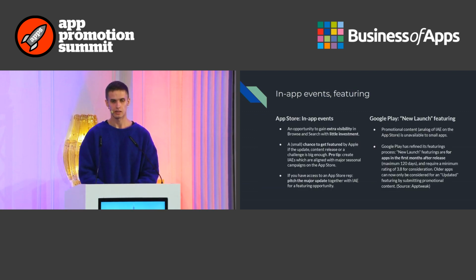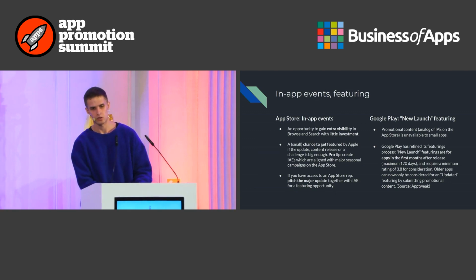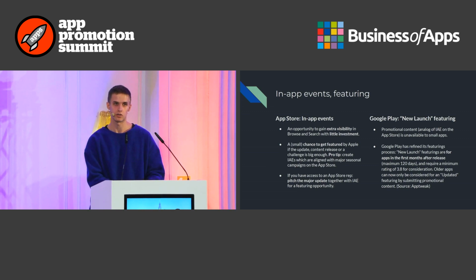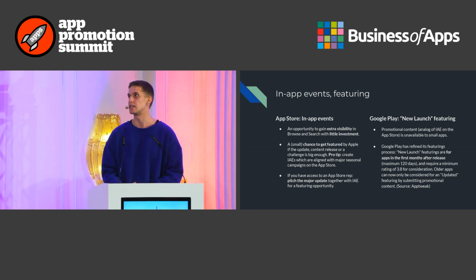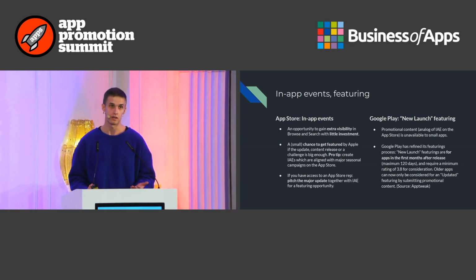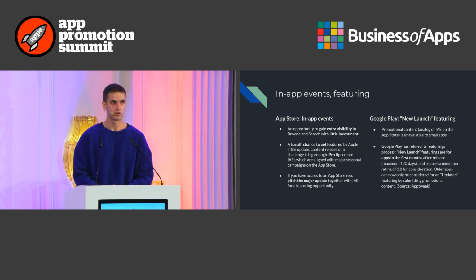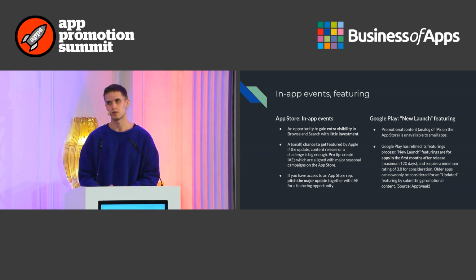Cool. Getting some extra visibility through in-app events and featuring. On the App Store, in-app events are a great way to get some of that extra visibility. They're relatively easy to make, especially if your product team is on board with ASO goals. They also give you a small chance of getting featured. Sometimes the App Store editorial team might actually pick up your in-app event and boost it on the Today page. It's a small chance, but it's a chance.